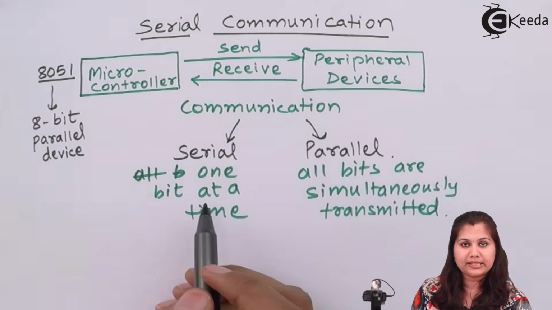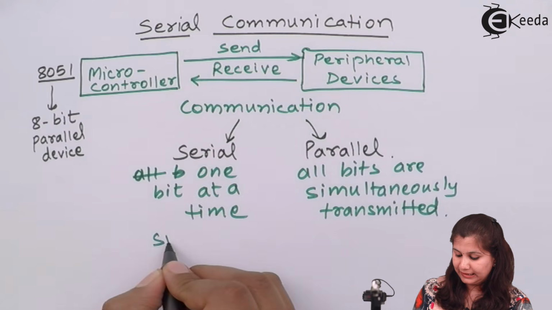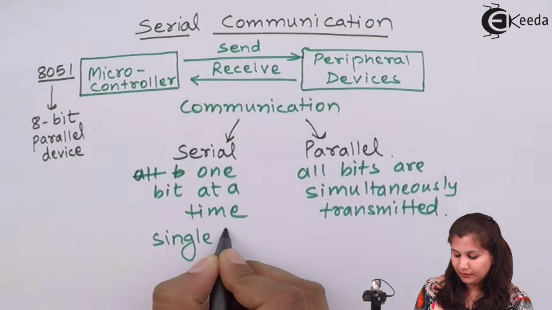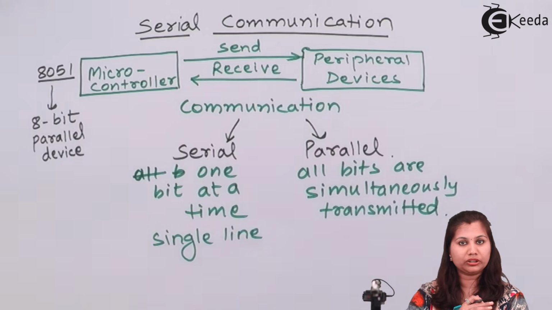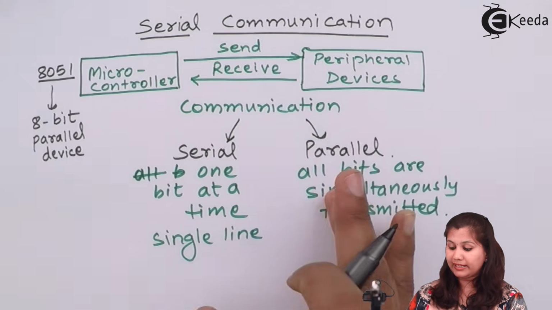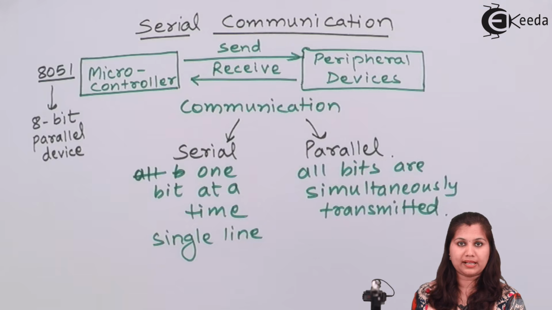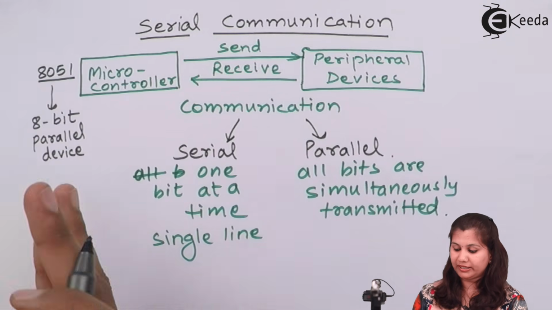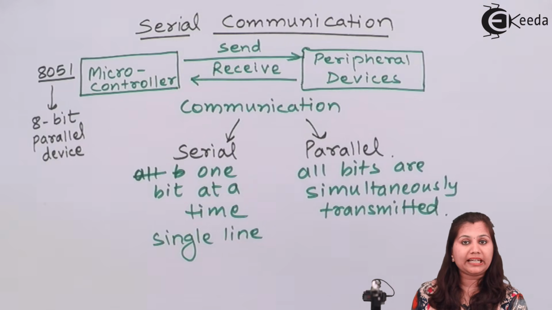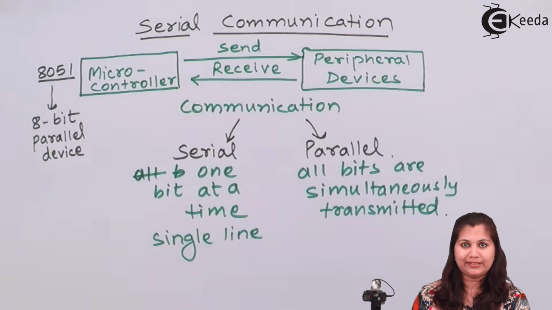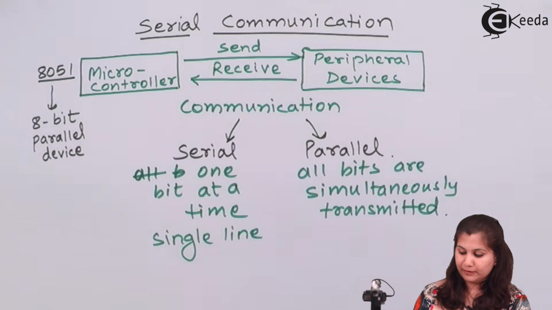Now in serial, one bit is involved at a time, so only a single line is used for the transmission of data. Here in parallel, because all the bits are to be transmitted, if we have a device transmitting 8 bits of data, we will require that many lines. So many lines are required for the transmission of data.